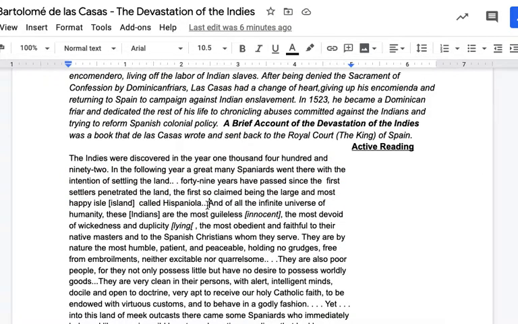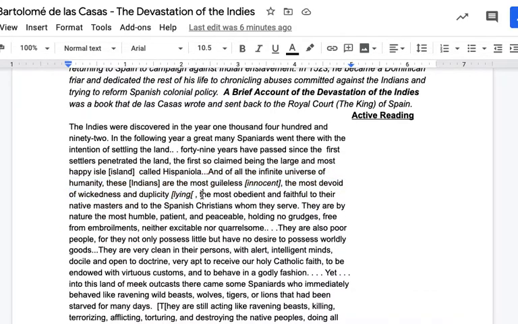Of all the infinite universe of humanity, these Indians are the most innocent, the most devoid of wickedness and lying, the most obedient and faithful to their native masters and to the Spanish Christians whom they serve. Wow, this is very positive. So he says the people who live in the New World are devoid of wickedness. So that means they never do anything bad. They never lie.